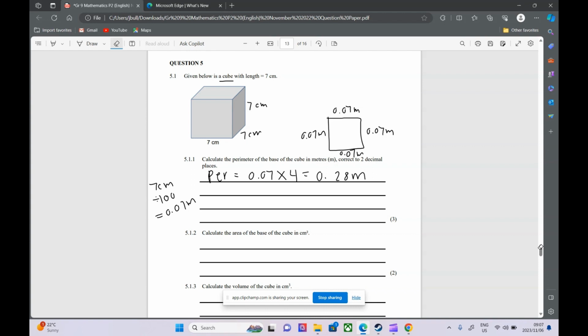Calculate the area of the base in centimeters squared. Okay, so now we want centimeters, so they want the area of the space in centimeters. Okay, again, that's our base.